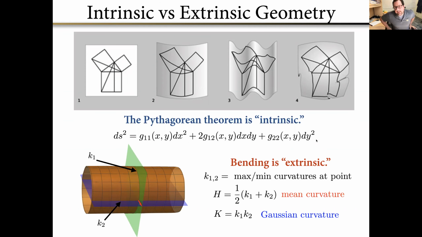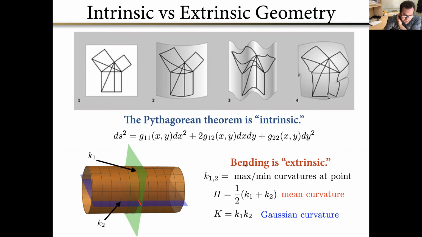Bending is an extrinsic property. Intrinsic properties measure length, so our stretching energy is going to be an intrinsic property of the surface, while the bending of the sheet is going to be extrinsic, because you're really moving in the third dimension.